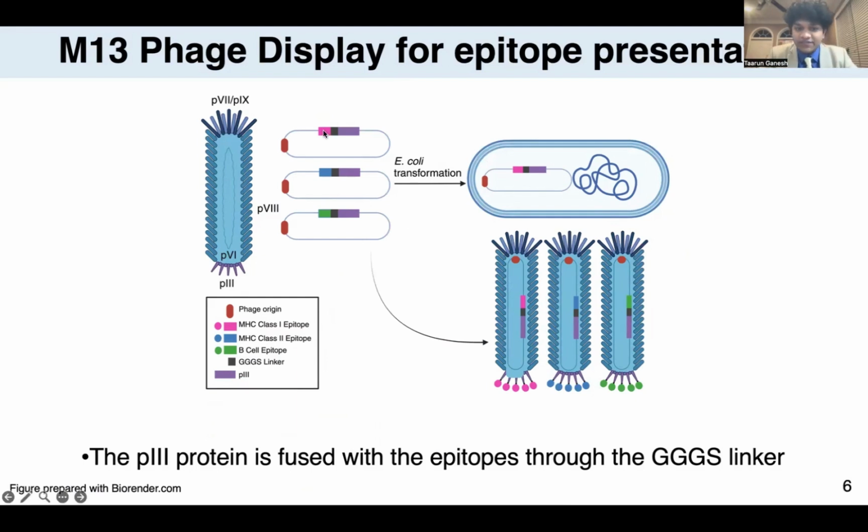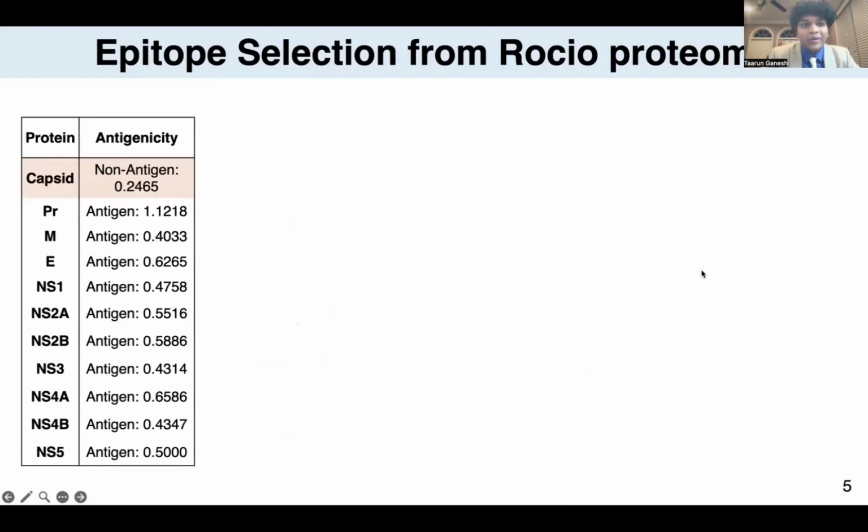So using each different class of B cell, cytotoxic T cell, and helper T cell epitopes, we're able to fuse those epitopes together with this P3 protein to create our M13 phage display. However, on the other side, with the E.